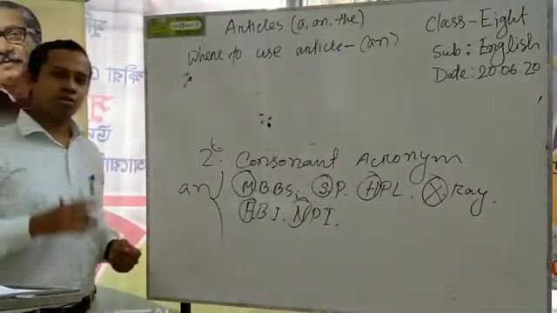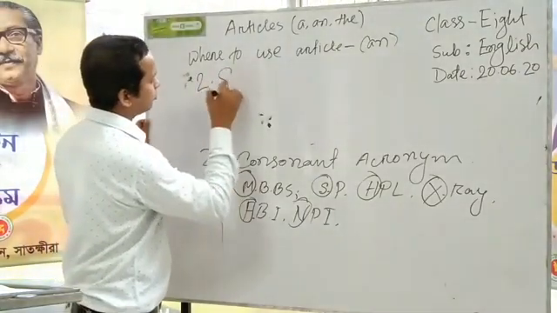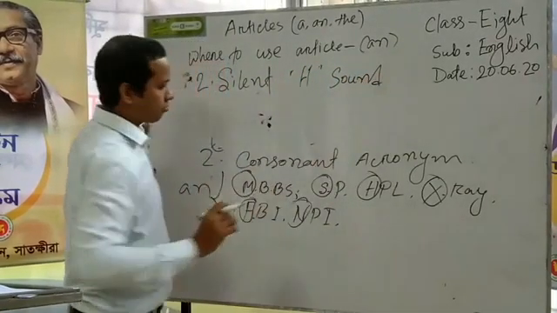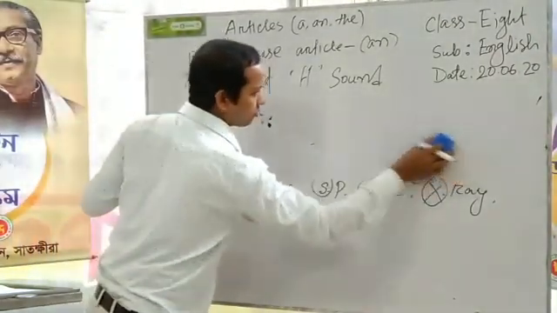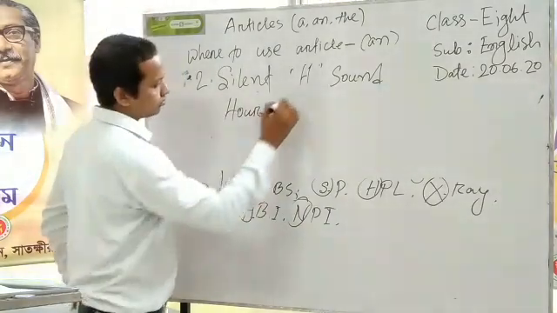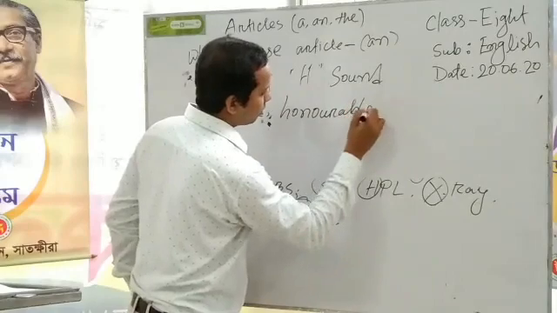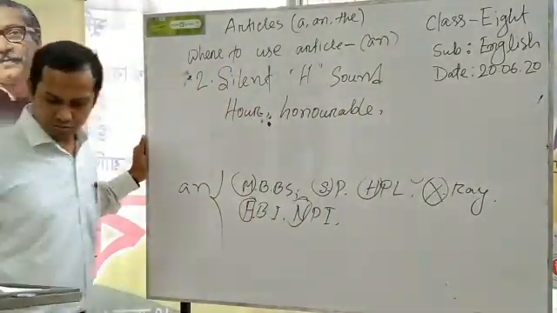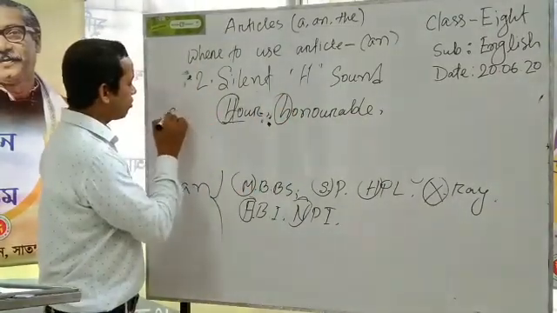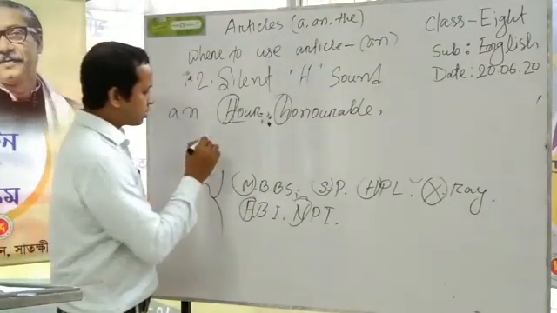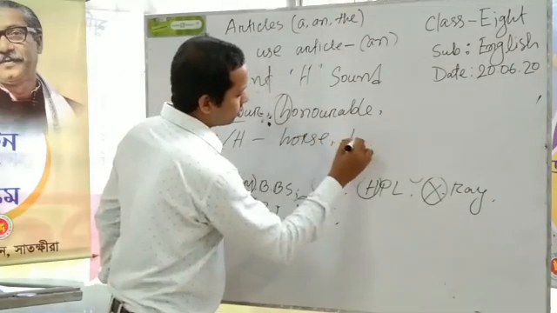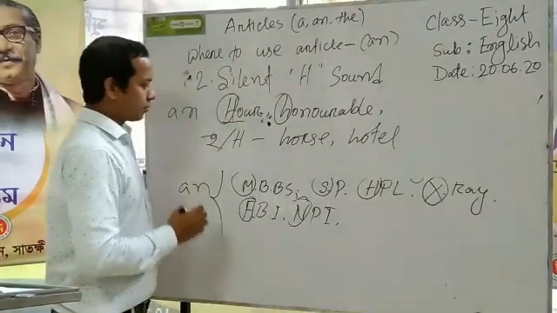In case of silent H sound, we will also use an, like our. Here the H sound is silent, here the sound starts with a vowel. That is why we use an. But when it sounds like in a Bengali word, or a direct H, like horse, hotel, then we use a.